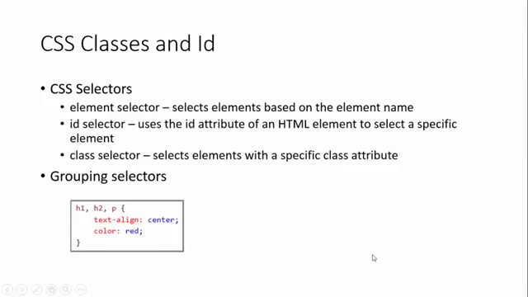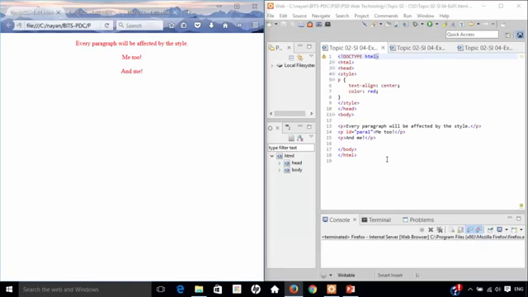CSS classes and ID. CSS selectors are used to find HTML elements based on their name, ID, class, attribute, and more. Let's just jump into a demo and try to understand the same.